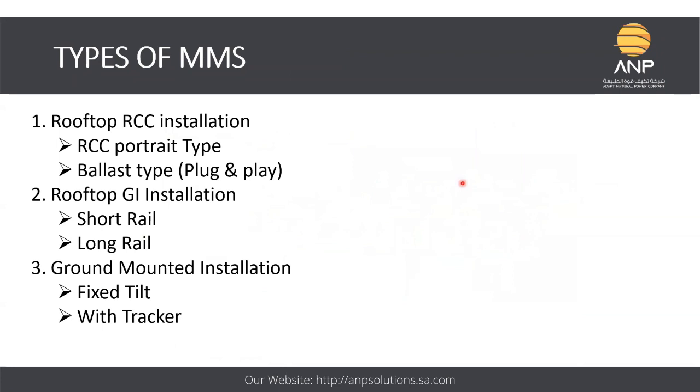Types of module mounting structure. The types of module mounting structure depend on what your installation type is. For example, normally there are three types of installation. First of all, RCC type installation, rooftop RCC installation. Another one is rooftop GI installation, and another one is ground mounted installation.